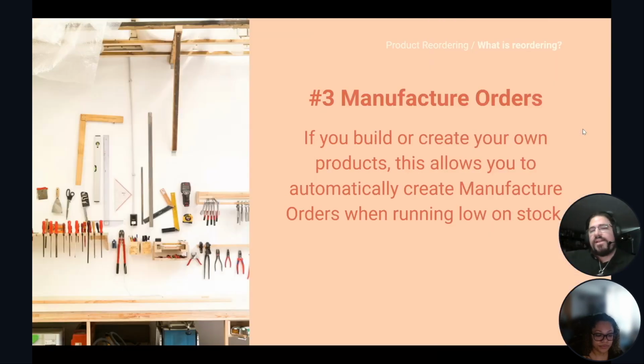And last, number 3, manufacture orders. This is if you build or create your own products, then instead of purchasing them, you can automatically create manufacture orders when running low on stock inside inFlow. Then once you go into those manufacture orders, you can complete them and deduct all your stock from your component pieces and everything that way.